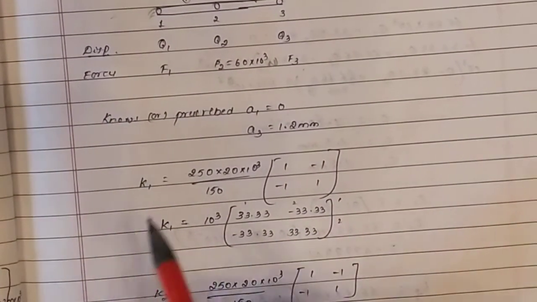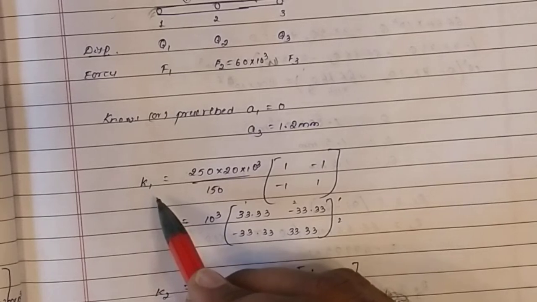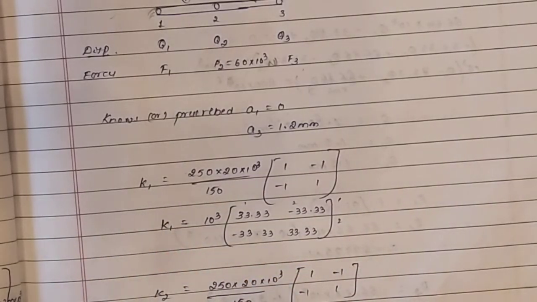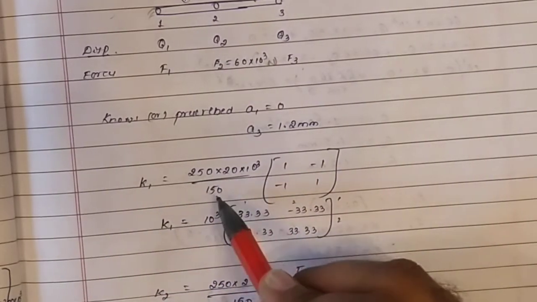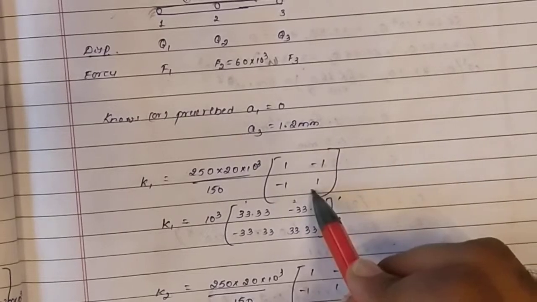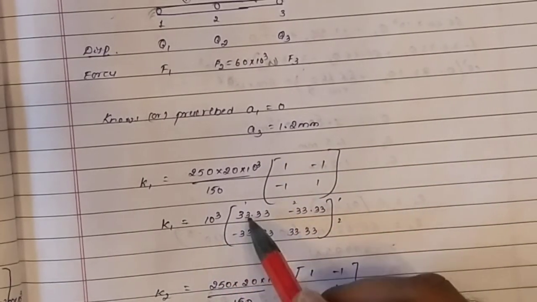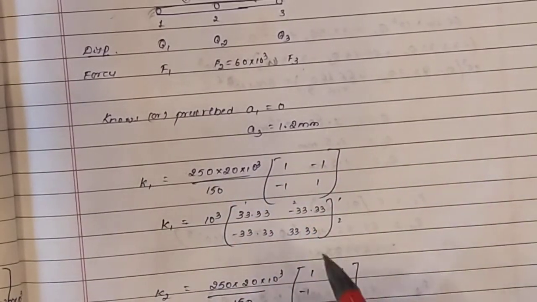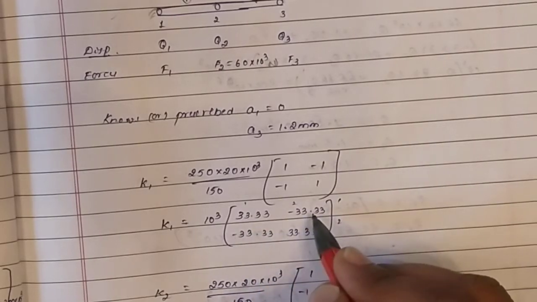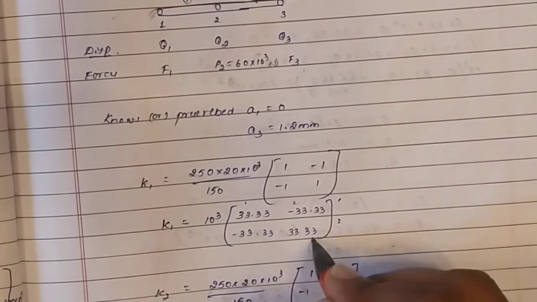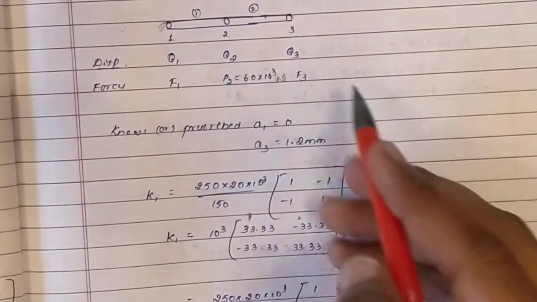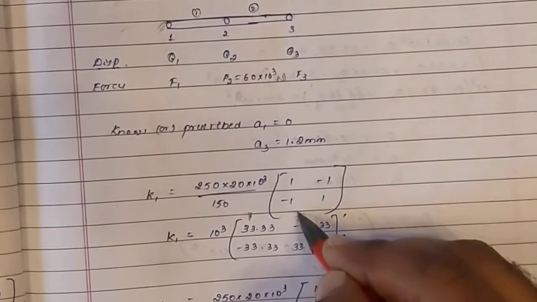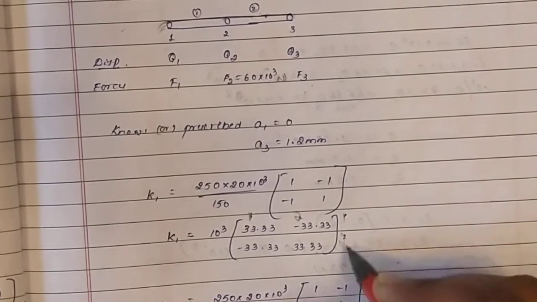Okay. So next, everything as it is. We have the element stiffness matrix. KE is equals to AE by LE, 1 minus 1, minus 1 1. Similarly, K1 is equals to A1 E1 by L1, 1 minus 1, minus 1 1. So K1 has 10 power 3 common. Multiply everything to the inside. We'll get 33.33 minus 33.33, minus 33.33, 33.33. And this is between nodes 1 and 2. So 1, 2 and 1, 2.